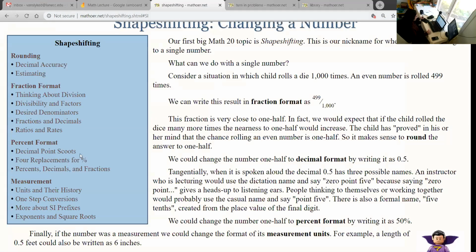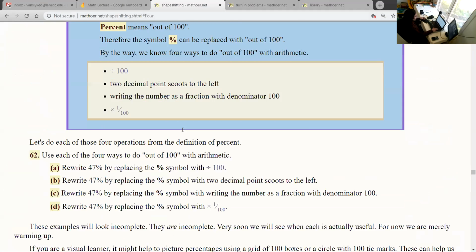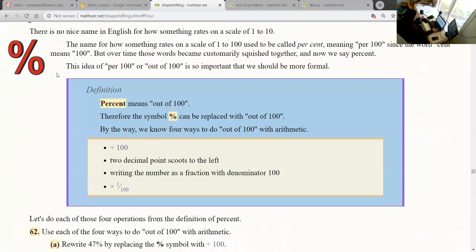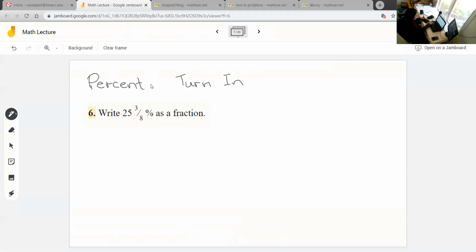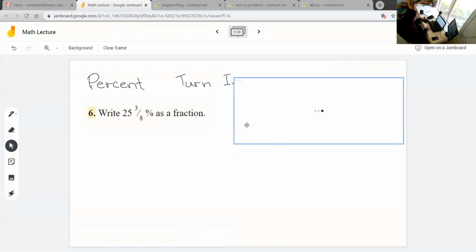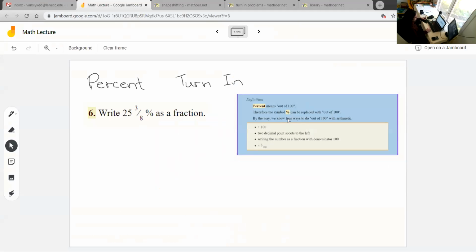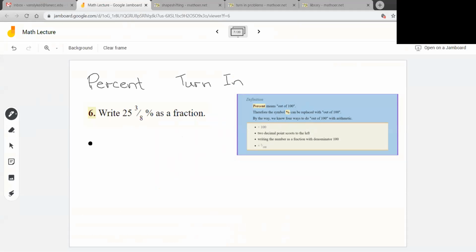Okay, so we're going to do the 4 replacements. Okay, remember this blue box I just pasted? Yeah. So we have 4 things to do. For whatever we're doing, we don't want to do it with a mixed number. Mixed numbers are always awkward. So our first step is to get rid of that.